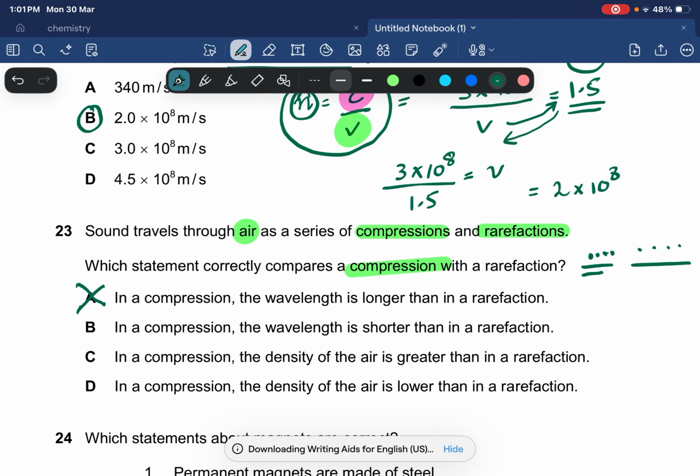In a compression, the wavelength is shorter. No, the wavelength doesn't affect. It's basically over here, particles are closer. Over here, particles are far apart. In a compression, the density of air is greater than in a rarefaction.